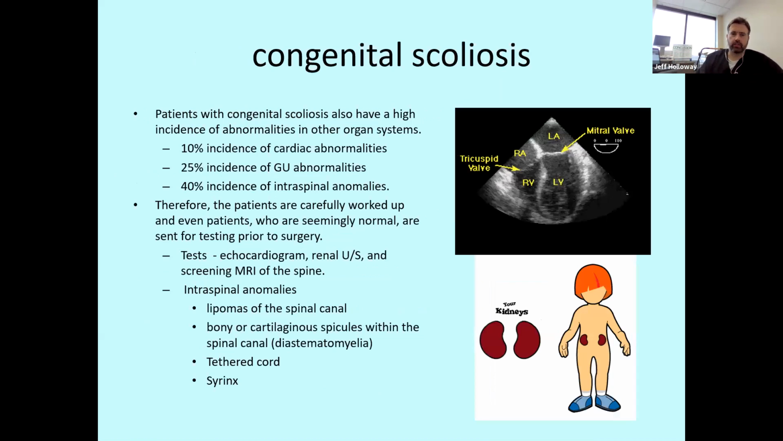But this being congenital scoliosis, this is where you start connecting the dots: 10% have a cardiac abnormality, 25% have a GU abnormality, and 40% have an intraspinal abnormality. So on the test question, if it had those choices, which is hard because you probably want all of those, the highest yielding would be an MRI of the spine to look for those intraspinal abnormalities. Lipomas, and unusual things like tethered cord and syrinx, are the things you would want to look for.